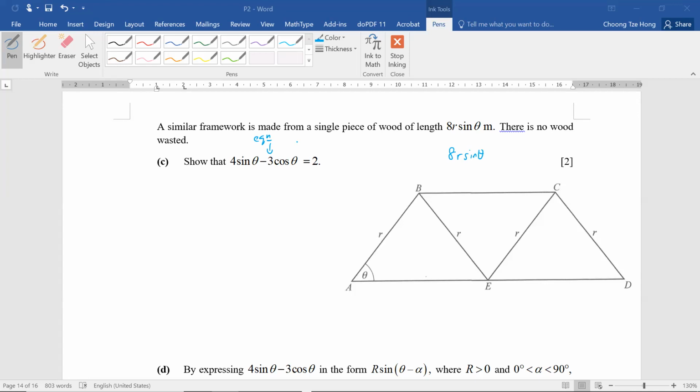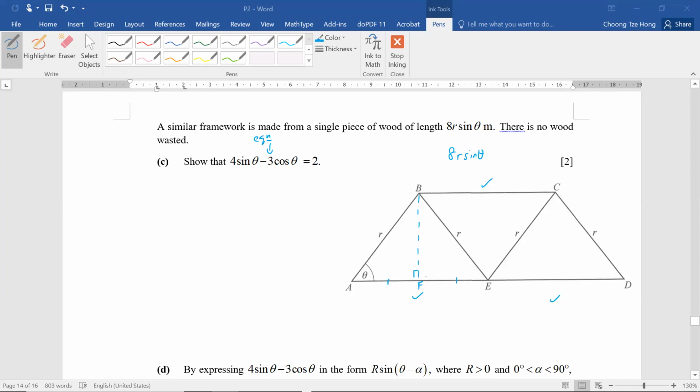But first let's think about how we can get all the lengths. We already know 4 lengths of r, so we already have 4r. The lengths that we need to find are this one and this one. So how can we find that out? For any isosceles triangle, if I drop a perpendicular line down, it's going to cut this one into 2 equal parts. Let me call this F.